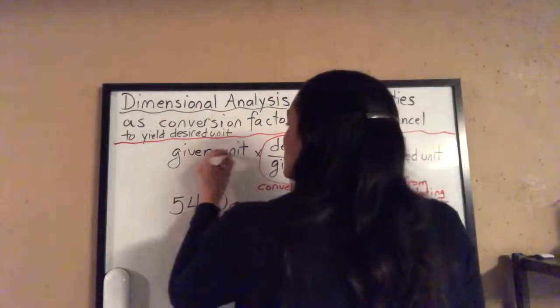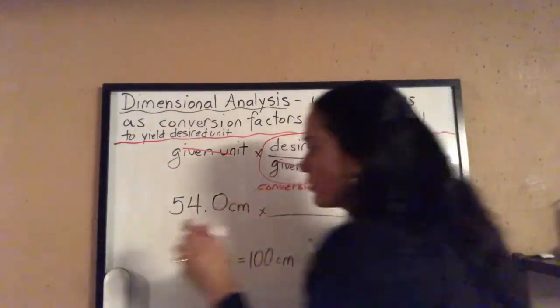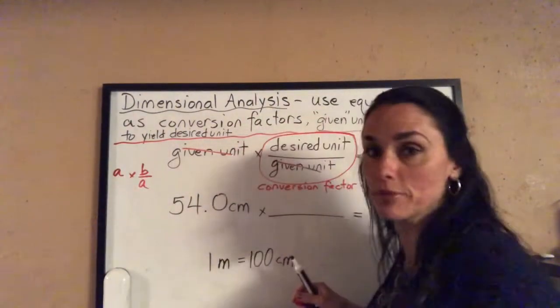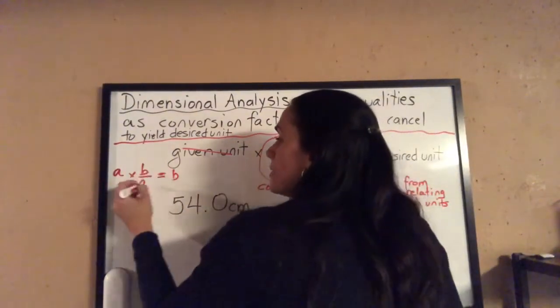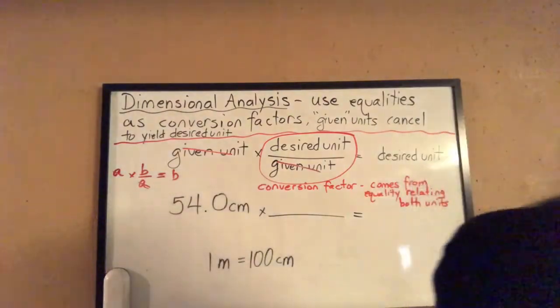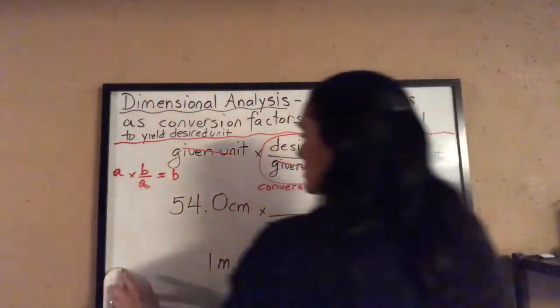So the given units will cancel out. Just like if you had an algebra problem, A times B over A, and you had to simplify that, you would come out with B. Okay, so it's just that the units cancel out just like algebraic variables would.